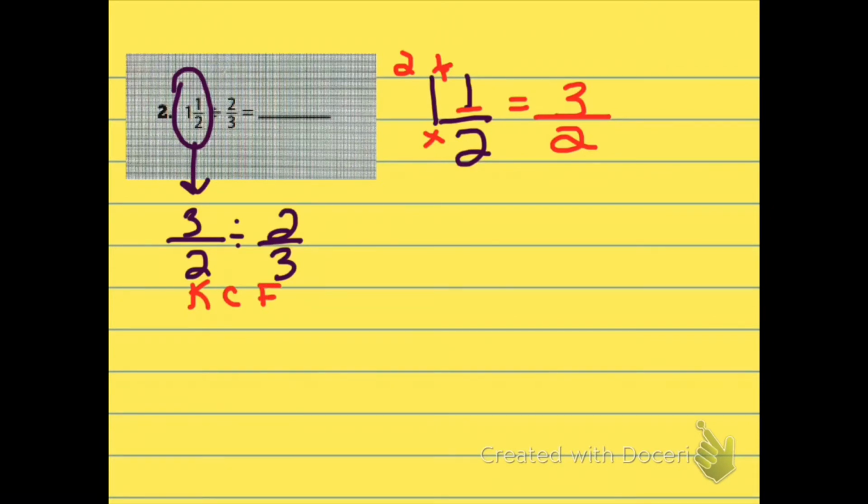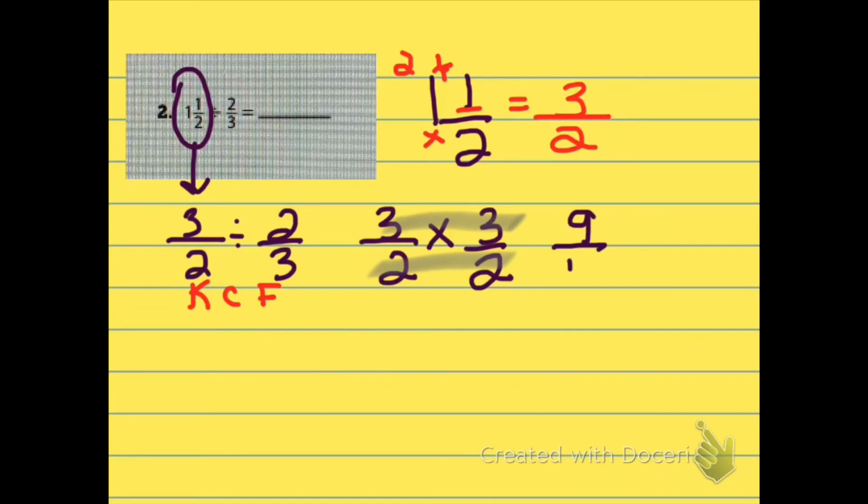When we keep, change, flip it, we end up with 3/2, change the division to multiplication, and flip that second fraction. Now we have a nice juicy fraction multiplication problem, where we can multiply straight across. And yes, you are seeing that correctly. It's the same fraction. 3 times 3 is 9. 2 times 2 is 4.